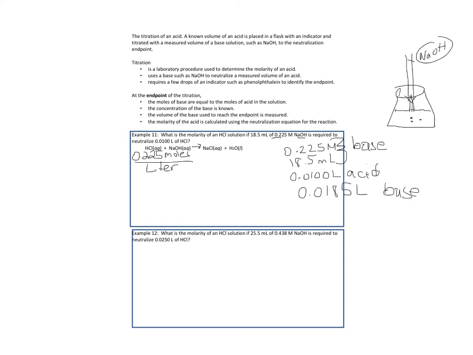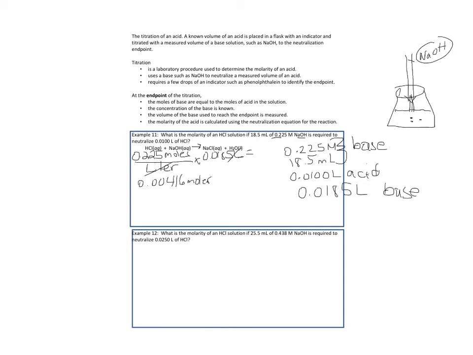Since liters are on the bottom, we want to multiply by 0.0185 liters to cancel the liters out. This will leave us with moles. So 0.225 times 0.0185 gives us 0.00416 moles of base. Okay, this is moles of base.